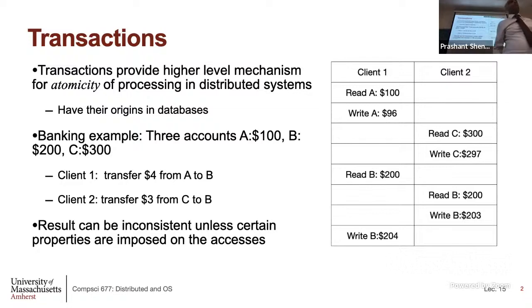Do you see the problem with this interleaving? So you essentially overwrote, client 1 has overwritten client 2's result. So instead of B getting 207 as its balance, you are ending up with 204. That's an example of a race condition.